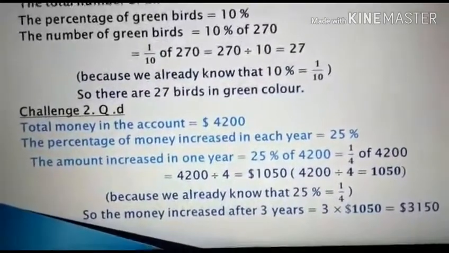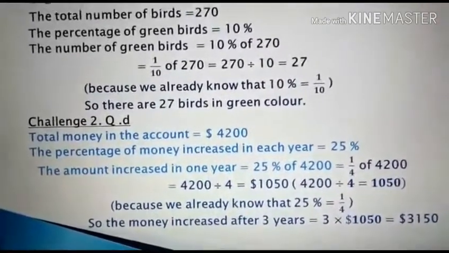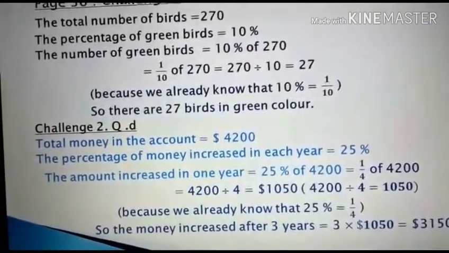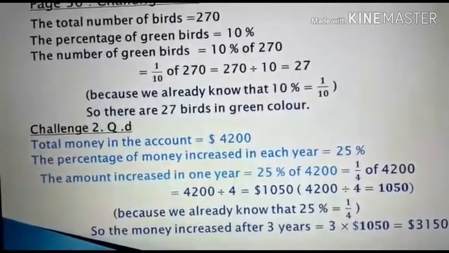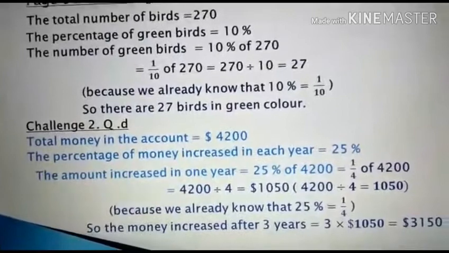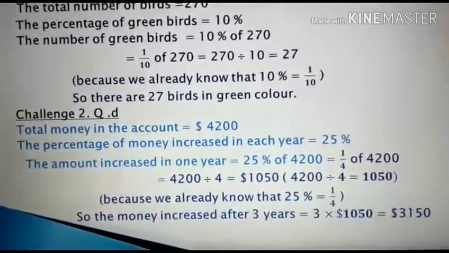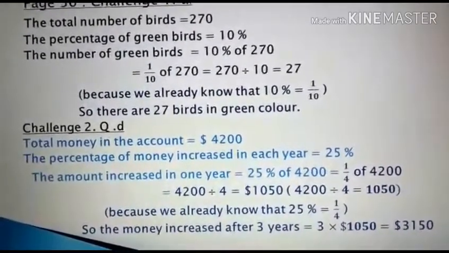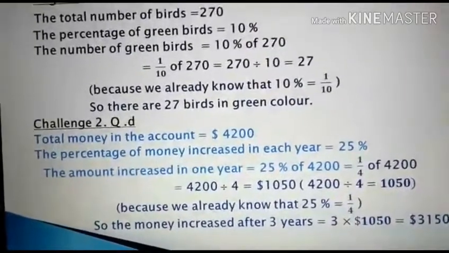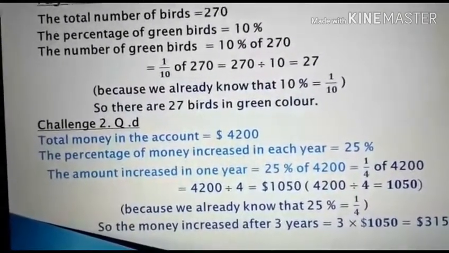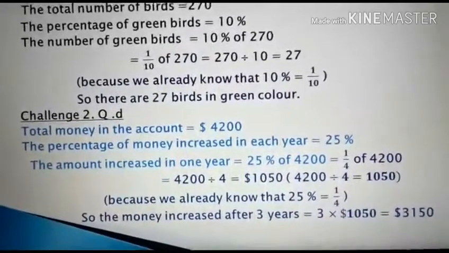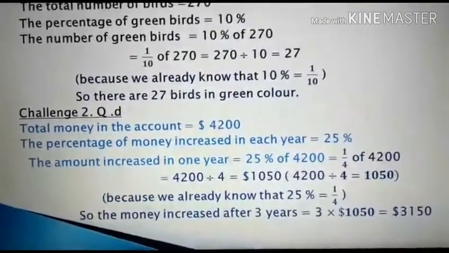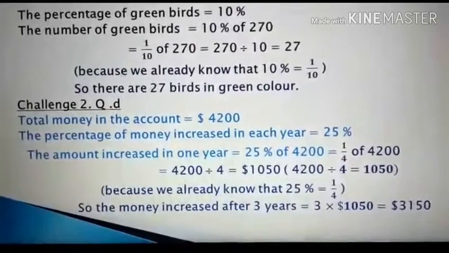I feel it is a little difficult to understand the question, so I will read the question from the textbook. The money in a savings account increases by 25% every year. If there is $4,200 in the account, what will the increase be after 3 years? So somebody put $4,200 in the account, and each year 25% of the total money will increase. So after 3 years, how much money will be increased? You have to find.